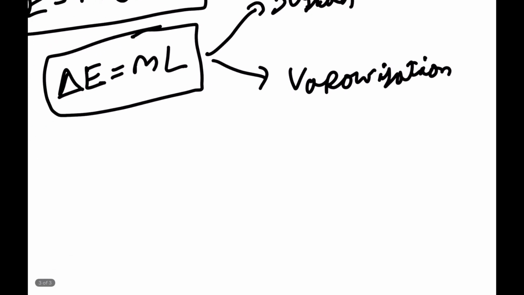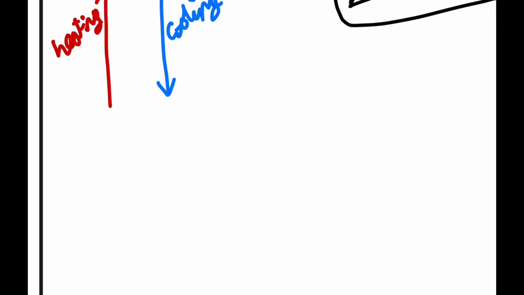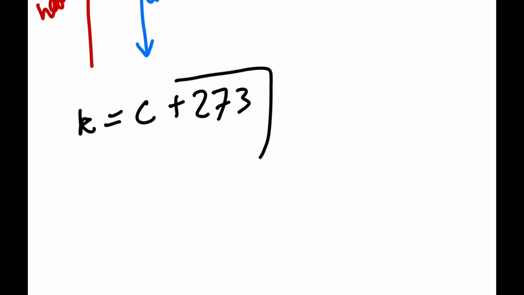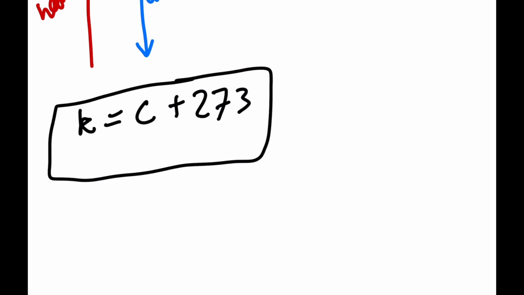Let's go on to the conversion between Kelvin and degrees Celsius. K is Kelvin and C is Celsius. We just add 273 to the Celsius to get the Kelvin scale.